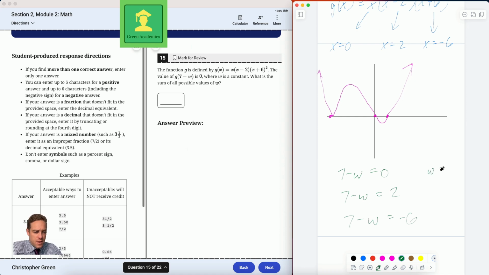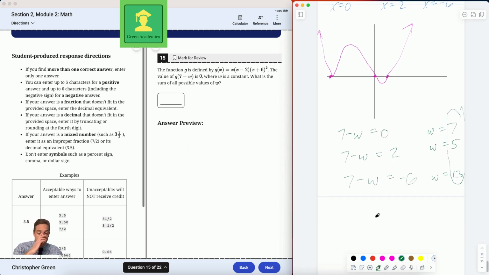So this gives you that w is 7, right? This gives you that w is 5, and this gives you that w is 13. Then the sum of these, right? 7 plus 5 plus 13 is 25.